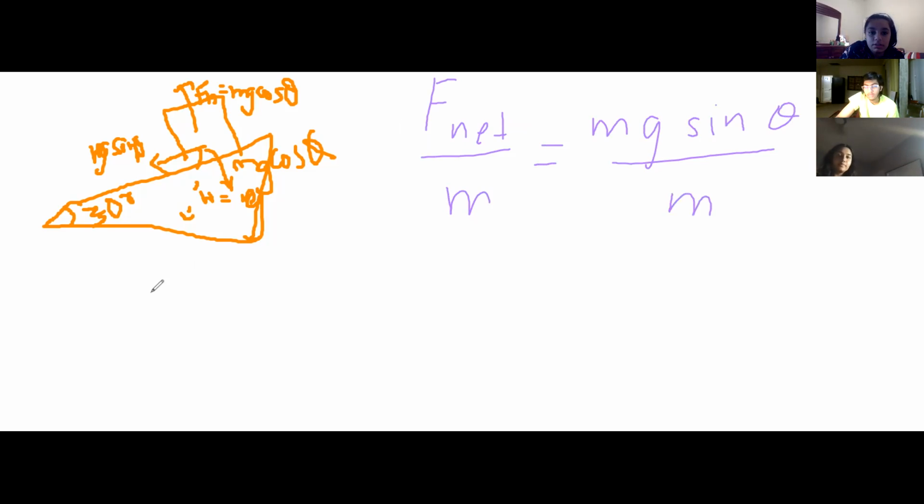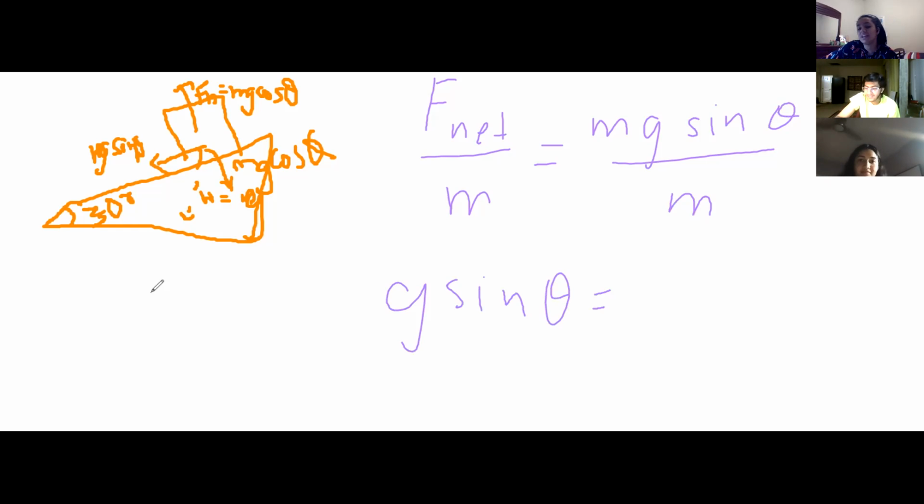So mg is, we don't know what mg is. Oh, that's fun. Okay, you cancel your m's. Yeah, so these are the weird ones where you have to do the math tricks. That's so strange. Okay, so g sine theta.